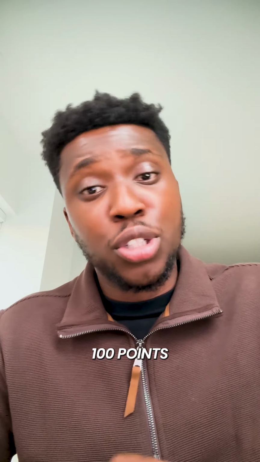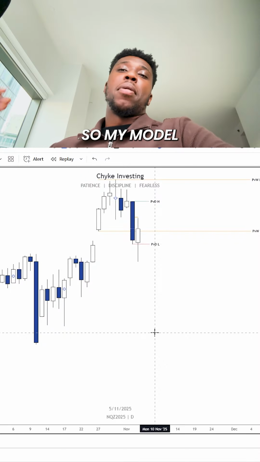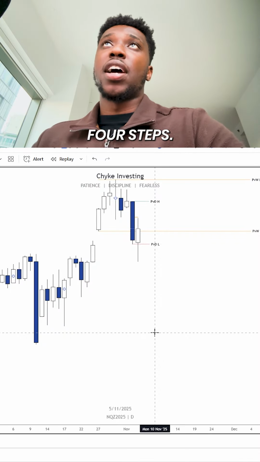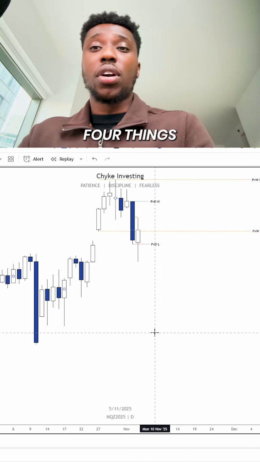All right, I just made $3,600 in 20 minutes, catching 100 points on NQ, and I'm about to walk you through my trade breakdown. All right, so my model is very simple. It's literally 4 steps. Even a 5-year-old can do it. You're just gonna need 4 things to do this.